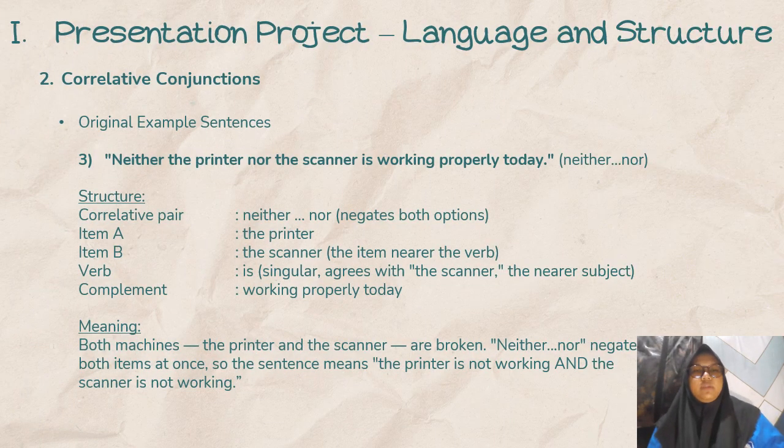Third, neither the printer nor the scanner is working properly today. The correct pair in this is neither nor, which negates both options. Item A is the printer, item B is the scanner. The verb is singular, agreeing with the scanner, the nearest subject, and the complement is working properly today, meaning both machines, the printer and the scanner, are broken. Neither nor negates both items at once. So the sentence means the printer is not working and the scanner is not working.